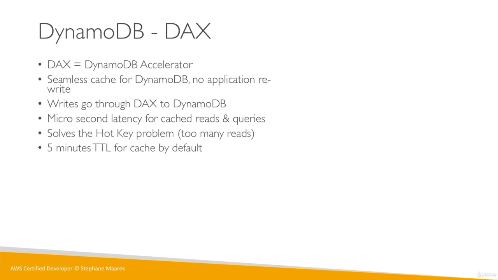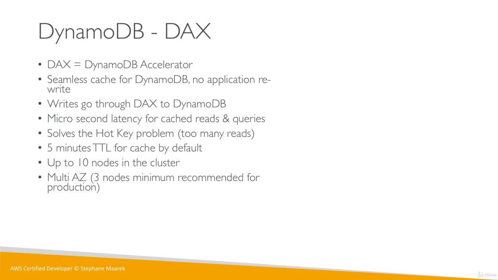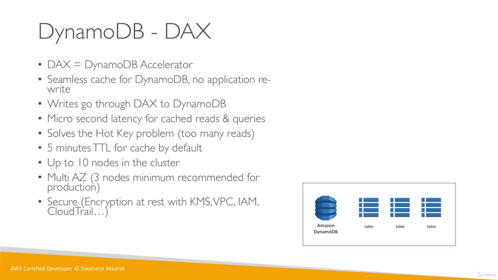By default, your items live for 5 minutes in your cache, and you can have up to 10 nodes in your cache cluster, so you can scale a lot. It is multi-AZ, so you can enable multiple nodes in multiple availability zones, and in production, it's recommended to have a minimum of 3 nodes to enhance that availability. Finally, just like everything we've seen, DAX is secure. You get encryption at rest using KMS, you have VPC endpoints, you have IAM permissions, and you can use CloudTrail.